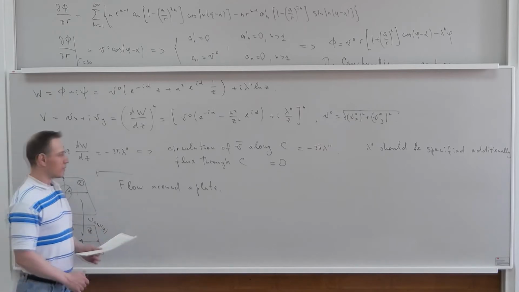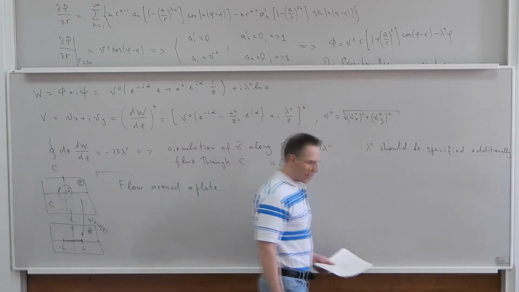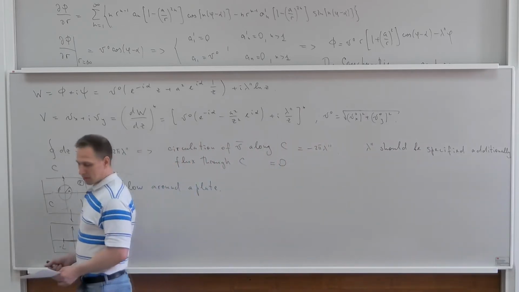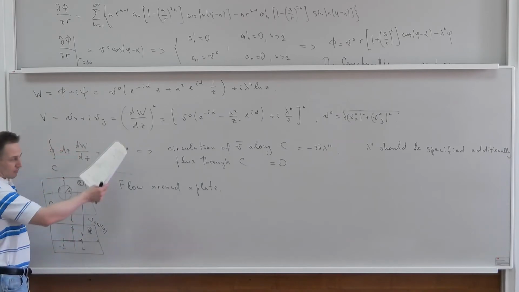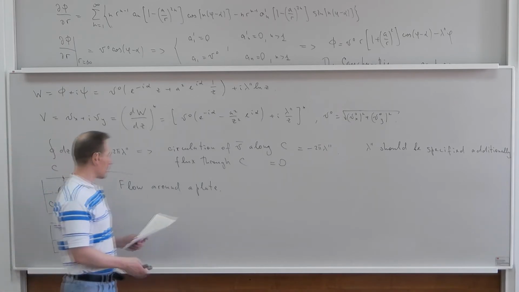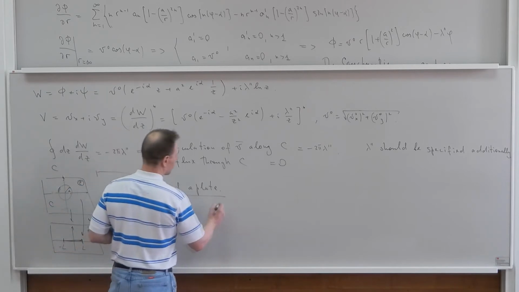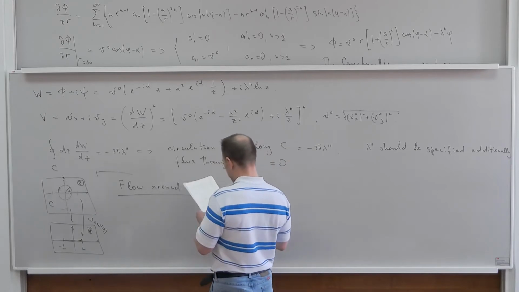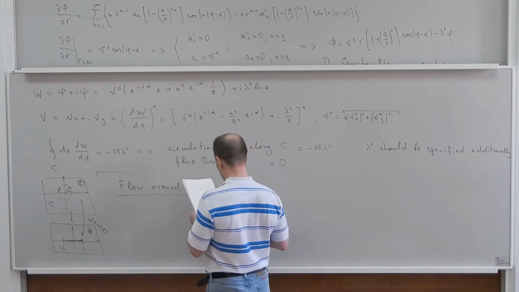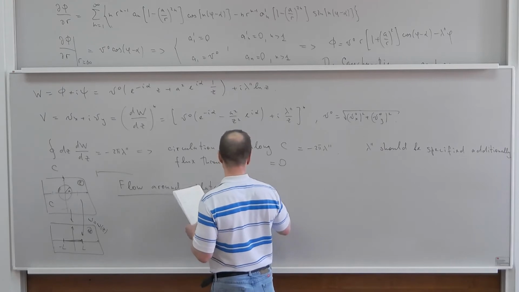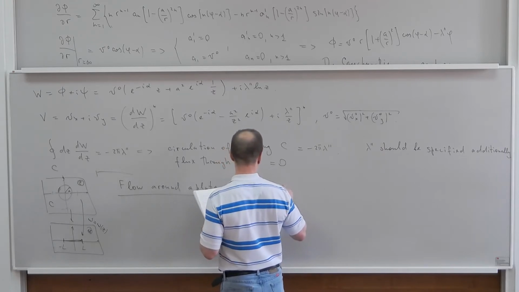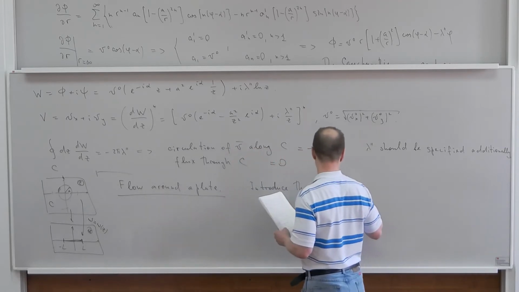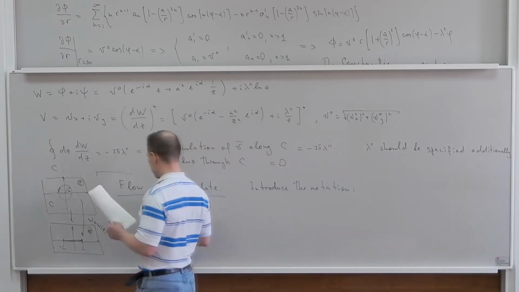And our task is, first, to find such a conformal transformation, and second, to check that the boundary conditions imposed here at infinity are preserved. Okay. Let us start with the construction of the conformal transformation. And at first, we introduce a convenient notation.